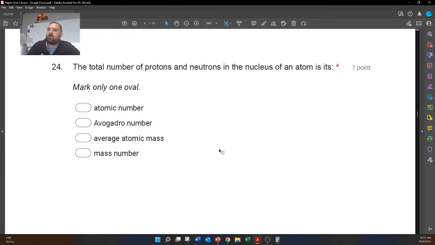The total number of protons and neutrons in the nucleus of an atom is its what? That's going to be our mass number. And you need to know this because you're going to have multiple questions about this. So the mass number is the number of protons and neutrons. And the average atomic mass, this is the average of all known isotopes.